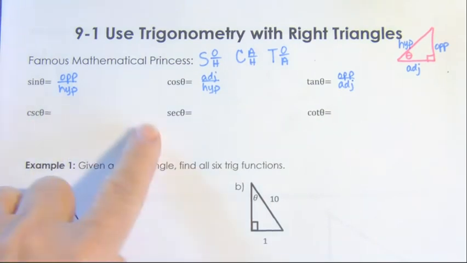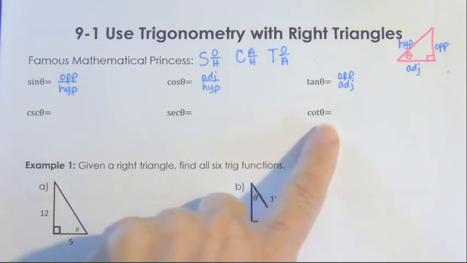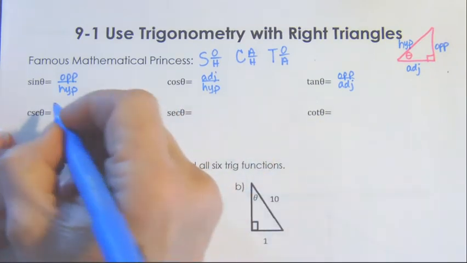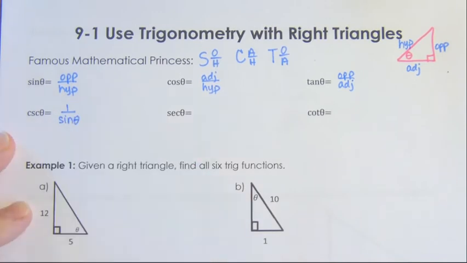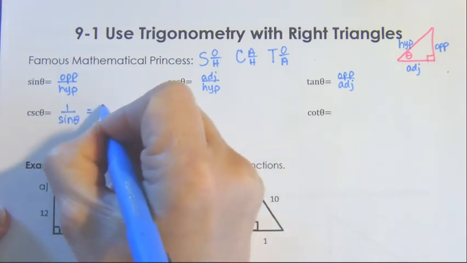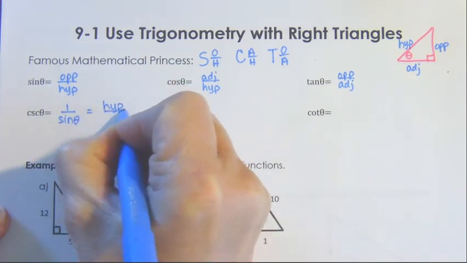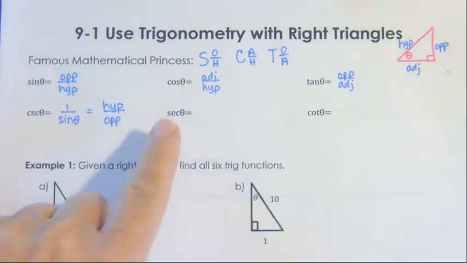Now, these next three might look brand new to you. These are just reciprocals of sine, cosine, and tangent. They're called cosecant, secant, and cotangent. So cosecant is just the reciprocal of sine. What I would do here is take my opposite over hypotenuse and flip it. So cosecant is really just the hypotenuse over the opposite side of a right triangle.